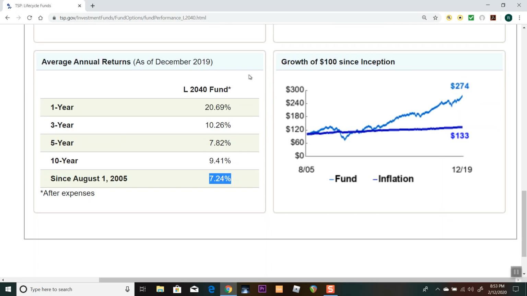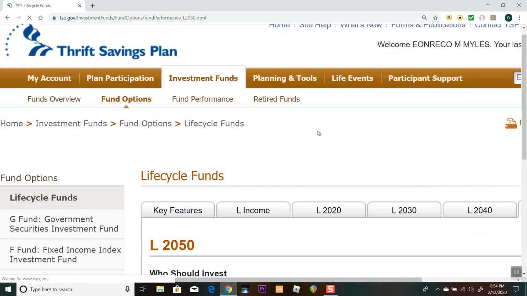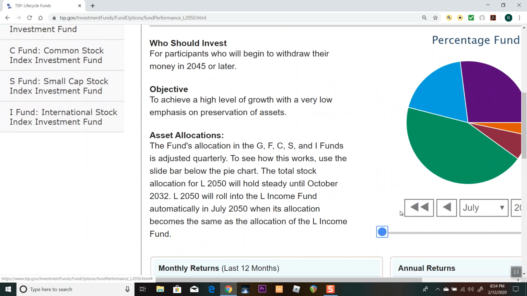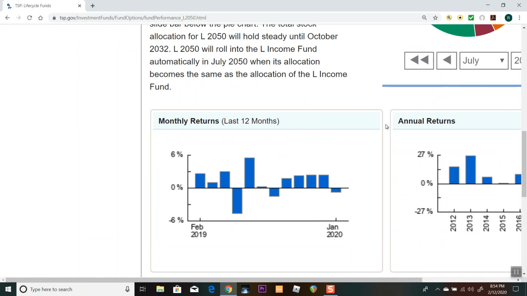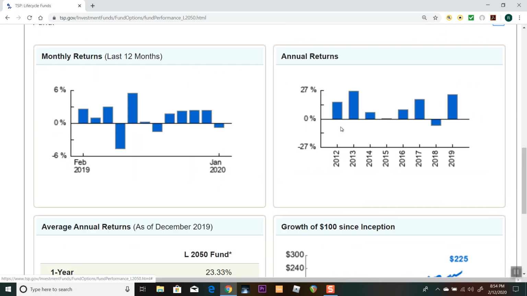Me, I'm more hands-on, and I don't mind the risk because I feel like I can overcome it through other means. But you may not be in that situation, and especially if you're closer to retirement, then you want to make sure you preserve whatever gains that you are able to have. And the 50 is going to be just pretty much the same thing as the 40, but even that one, once it reaches the end, even that one is majority in the G fund.